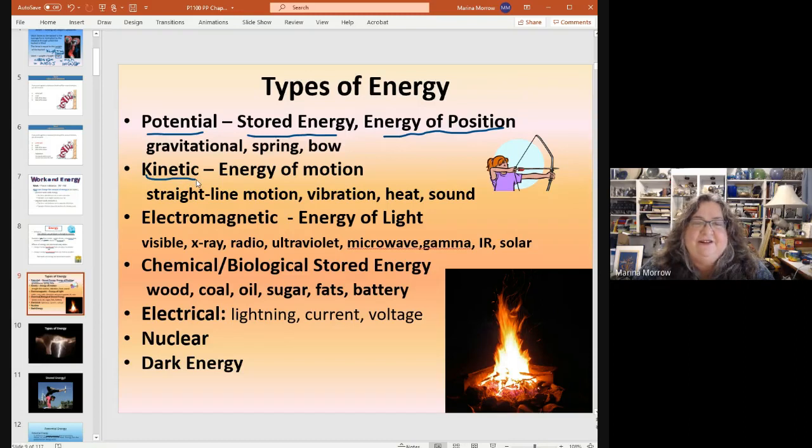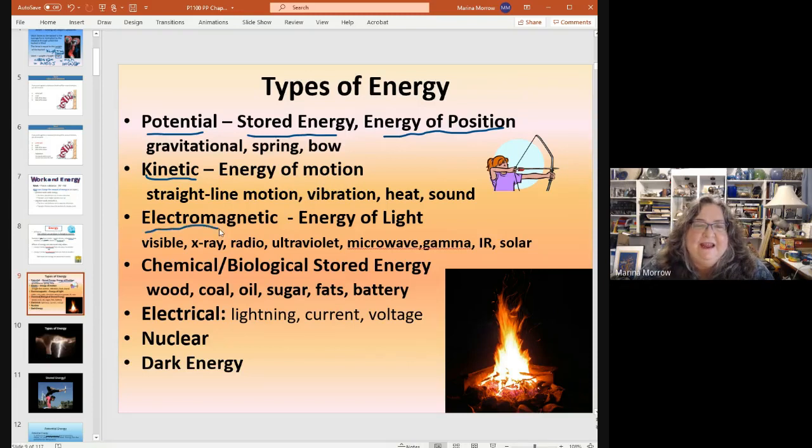Kinetic energy is the energy of motion. Anything that's in motion, whether it's atoms vibrating or a spaceship off in space moving along, a rocket, those are all types of energy. Your car, your bike, anything around you that's moving has kinetic energy.